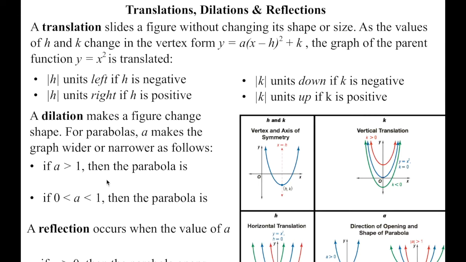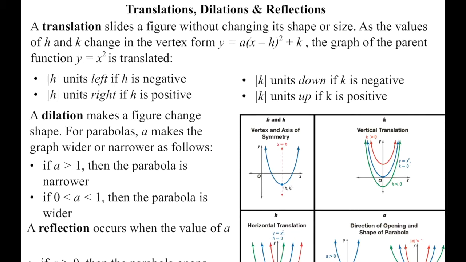So if there's a number in front of this (x minus h) squared term, if that number is a whole number bigger than 1, that makes the parabola get narrower, just the opposite of what you might think. It makes it thinner or narrower. But if the number is a fraction or a decimal between 0 and 1, greater than 0 but less than 1, it actually makes it get wider.